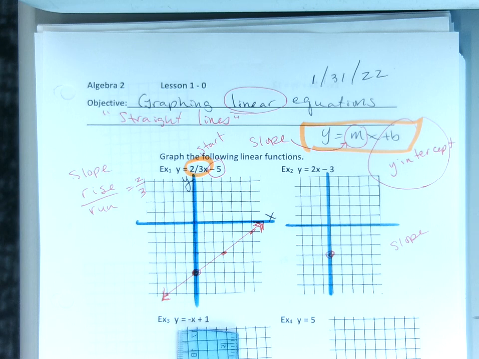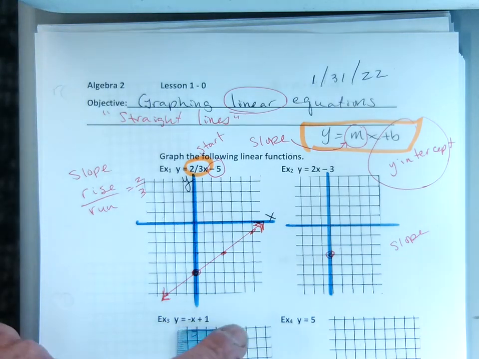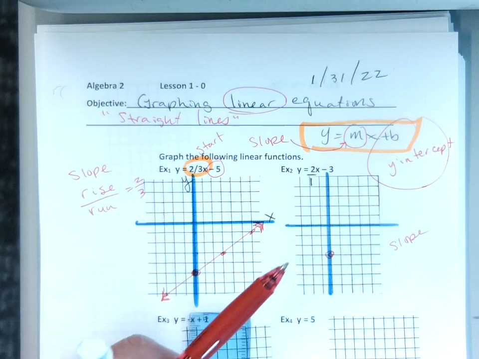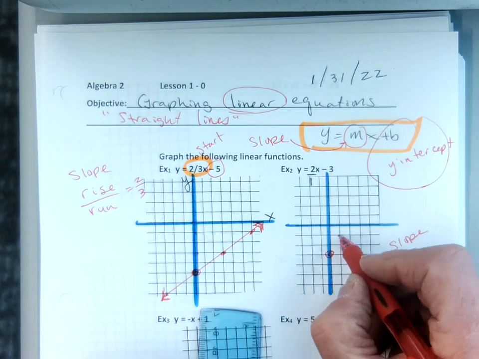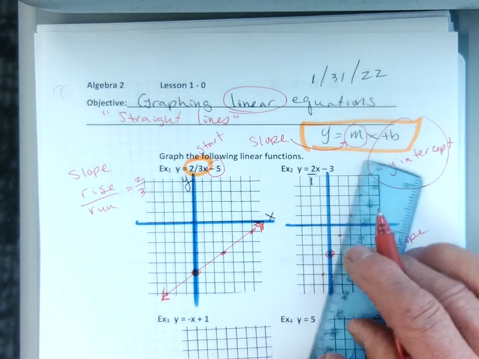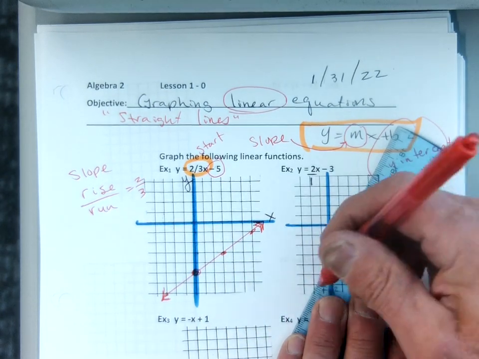So we need a fraction because slope is rise over run. So an easy way to do that is make that a 2/1. But I'm going to go up 2/1, up 2/1. I can connect the dots.